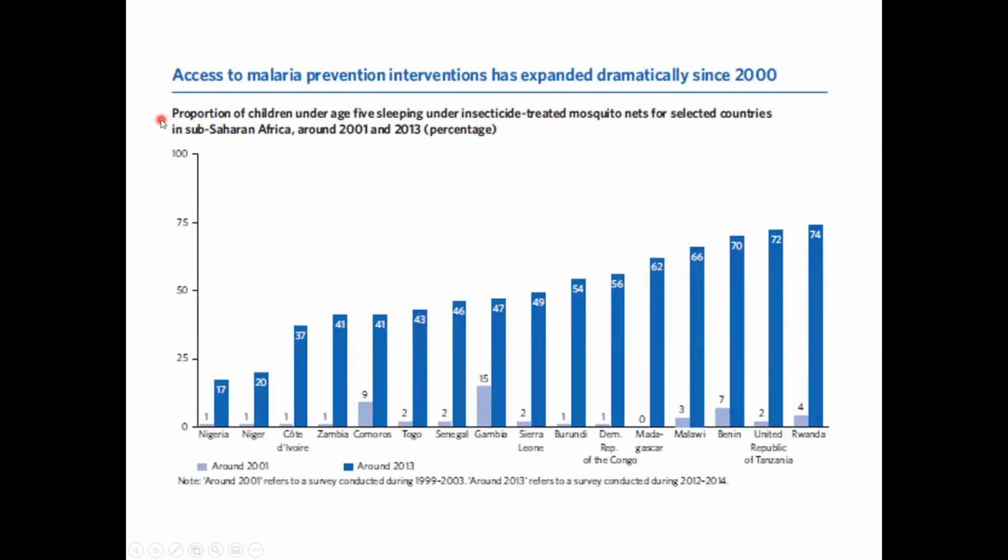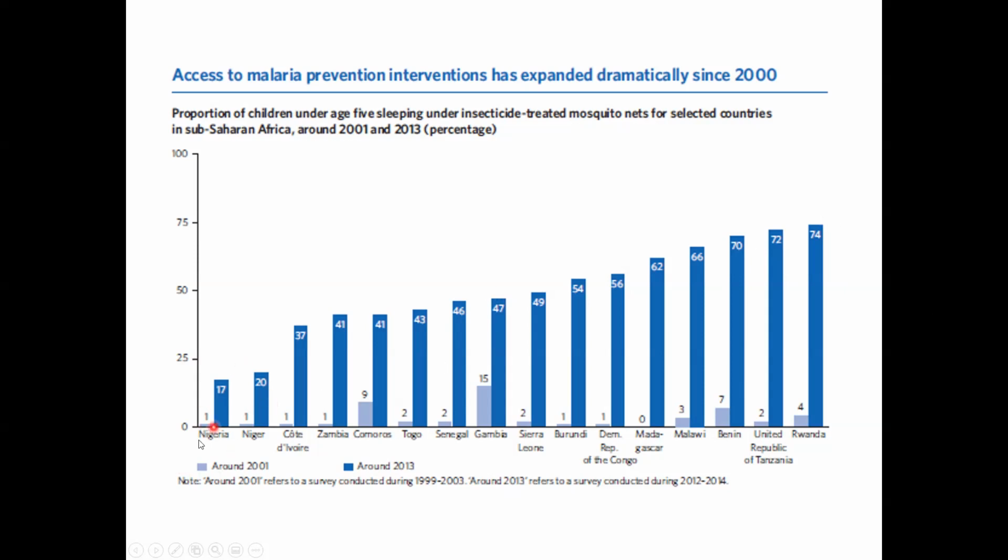Access to malaria prevention interventions has expanded dramatically since 2000. Here's the proportion of children under age 5 sleeping under insecticide-treated mosquito nets for selected countries in sub-Saharan Africa around 2001 and 2013. These are different countries, and we're seeing a lot of progress. In all of them, around 2001 it was almost nobody. In Gambia it was 15, in Comoros it was around 9, but in most of the others it was near 0. And now we see the high of Rwanda being up to 74%.